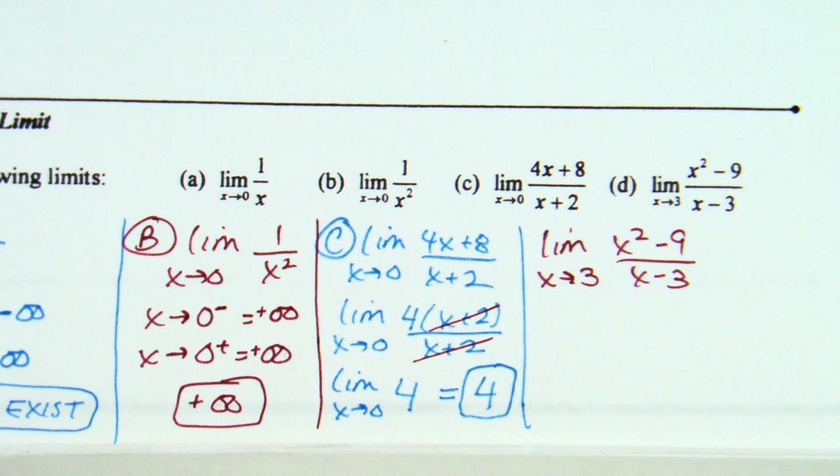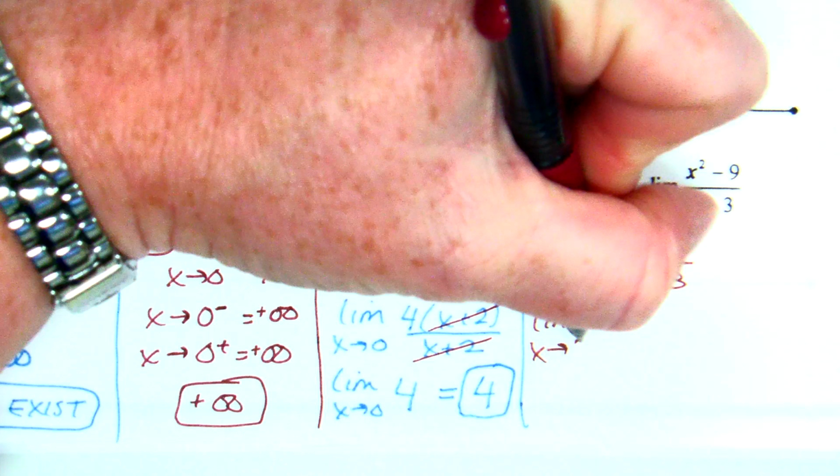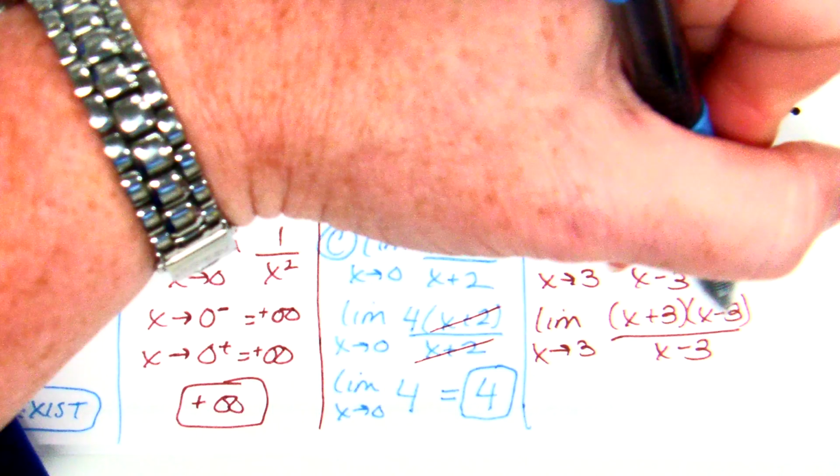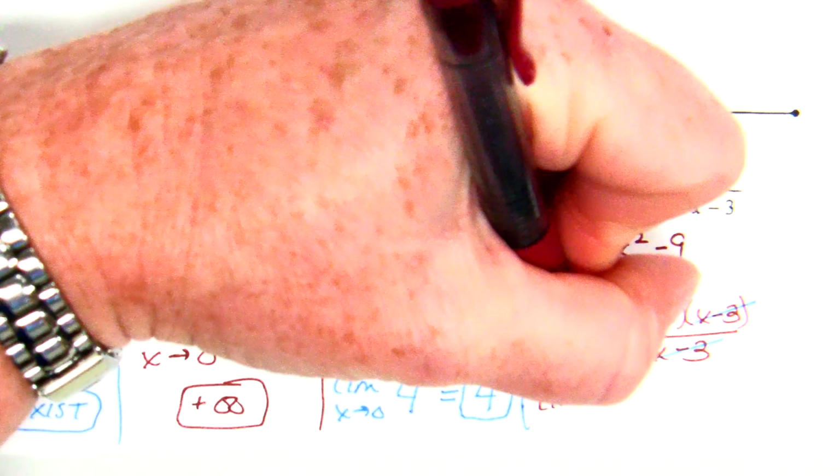So, back up. What could we have done? You could factor it out, and then the bottom would cancel out with one of the tops, and you just end up with x plus 3. Okay. So, the top factors into x plus 3, x minus 3. That's good news, because now an x minus 3 cancels. And so now it's the limit as x approaches 3 of x plus 3.